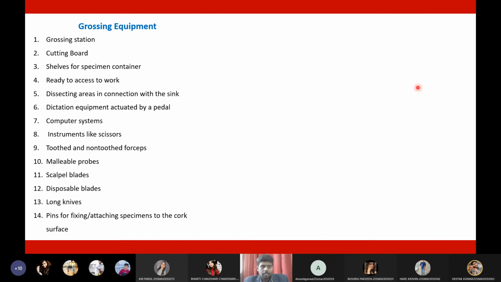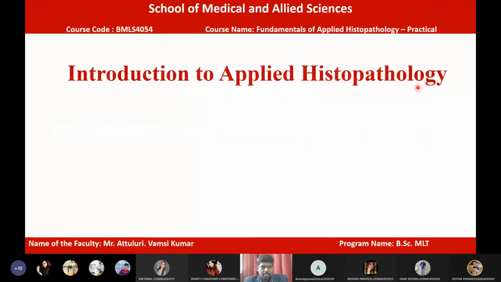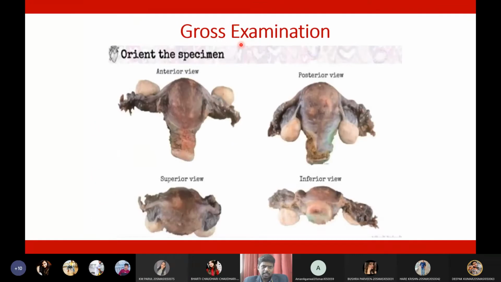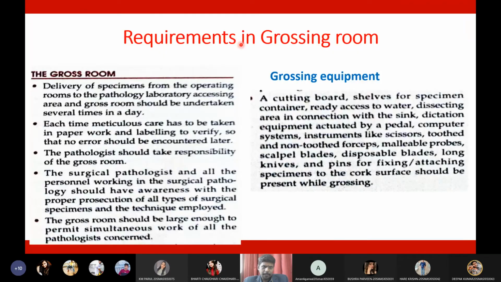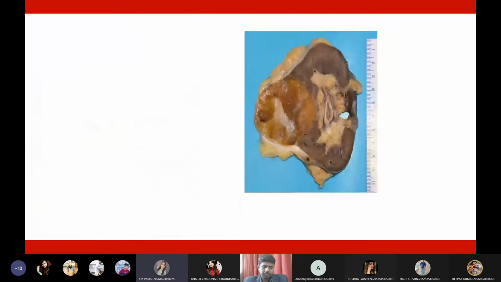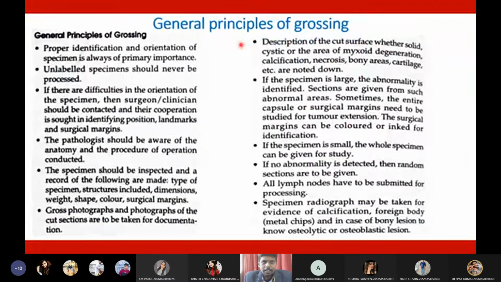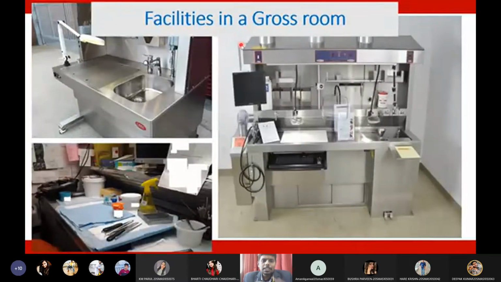So this is all about your first experiment, students. Experiment number 1: demonstration of instruments for dissection. Now you know all the instruments that are necessary for dissection or gross examination. Is everything clear, students? Yes, sir. Okay, now tell me the steps in gross examination. What is the first thing we will do in gross examination? Steps in gross examination, not equipment.